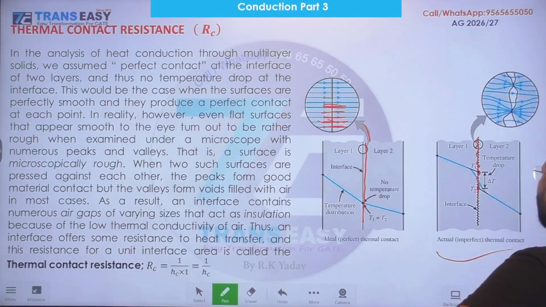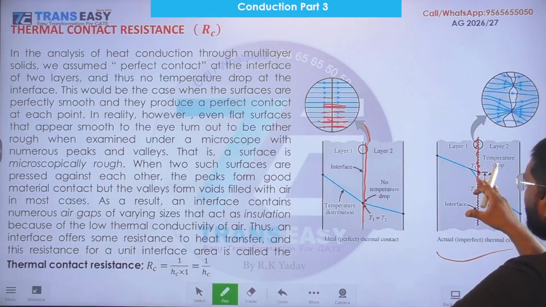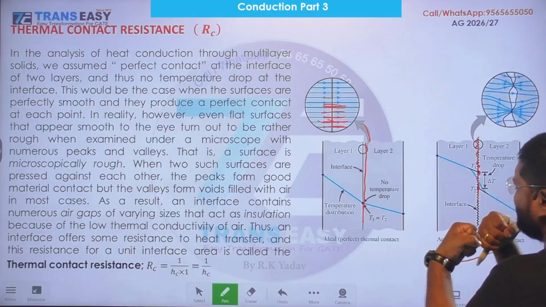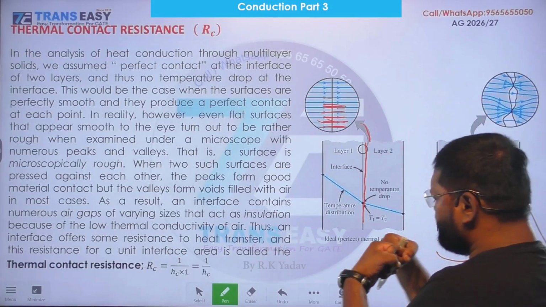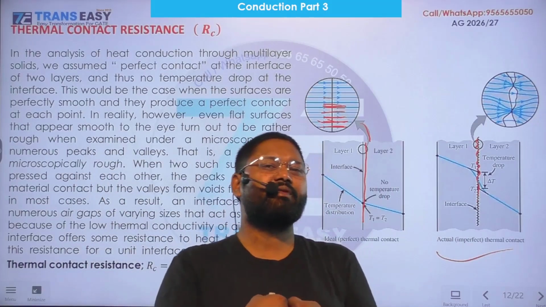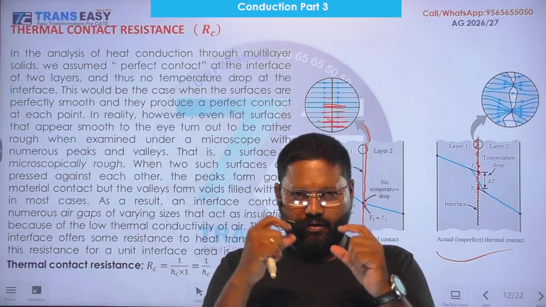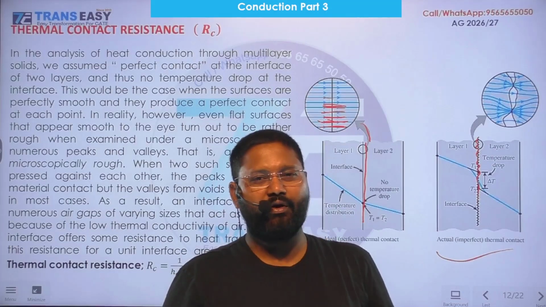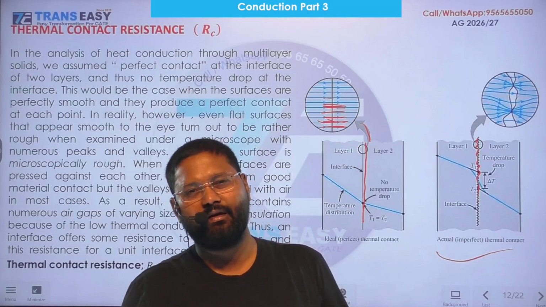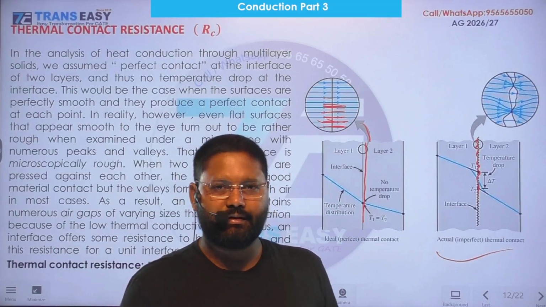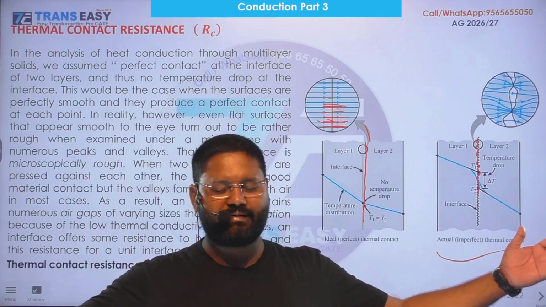आंख को ये भले स्मूथ लगे, but various peaks and valleys दोनों सरफेस पर होंगे. अब दोनों को जब प्रेस करेंगे, if they are pressed against each other, peaks come in perfect contact, but valleys on both sides form void or gap filled with air. Introduce additional resistance. That resistance is called contact resistance, and resistance causes a reduction in temperature.